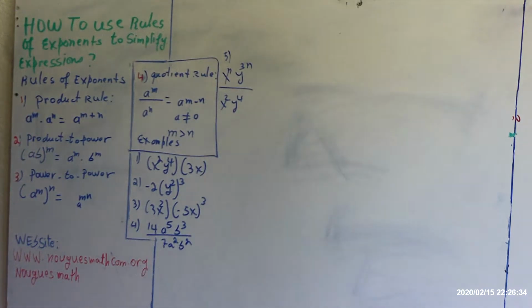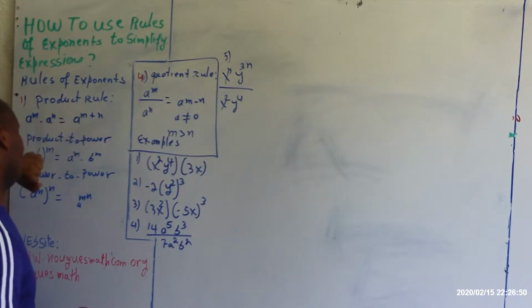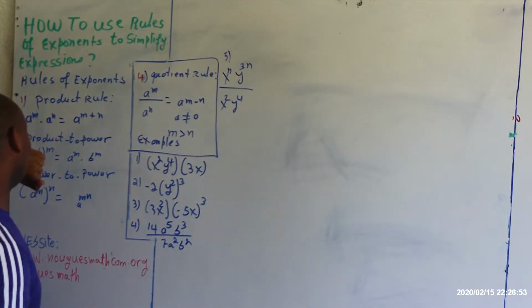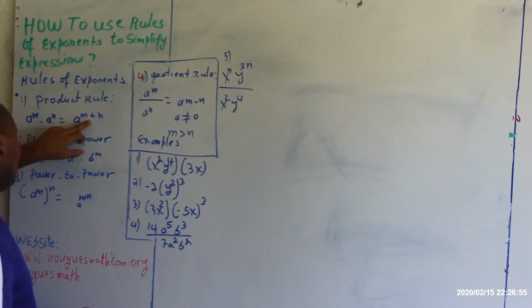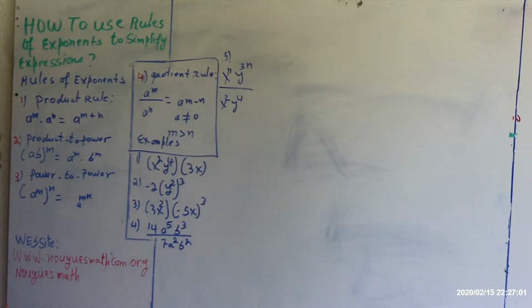The first rule is the product rule. The product rule is a to the power m times a to the power n. When you have something like this, you should write a to the power m plus n. So we will add the exponents. Multiply the coefficients, add the exponents. That's the first rule. The second rule is product to power.